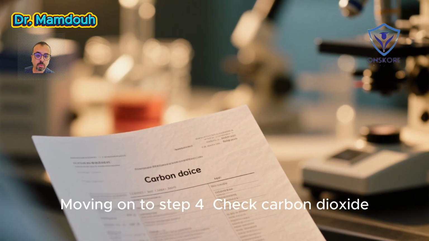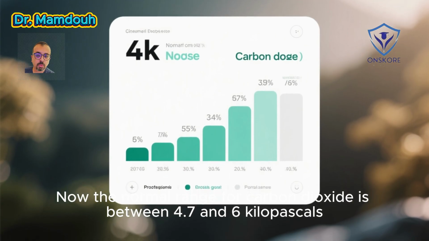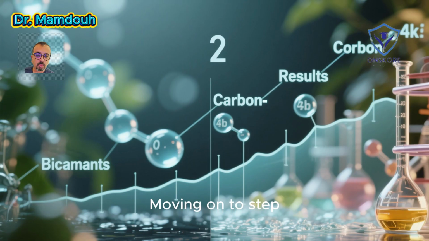Moving on to step 4. Check carbon dioxide. Now the normal range for carbon dioxide is between 4.7 and 6 kilopascals.